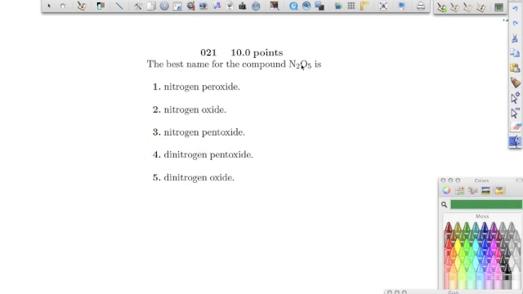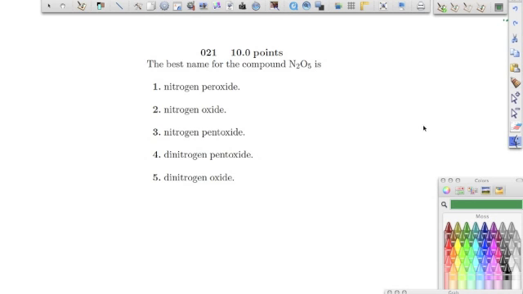So when we are naming covalent compounds, we use the Greek prefix system. That's the one where mono is 1, di is 2, tri is 3, tetra, penta, hexa, hepta, octa, nona, deca.